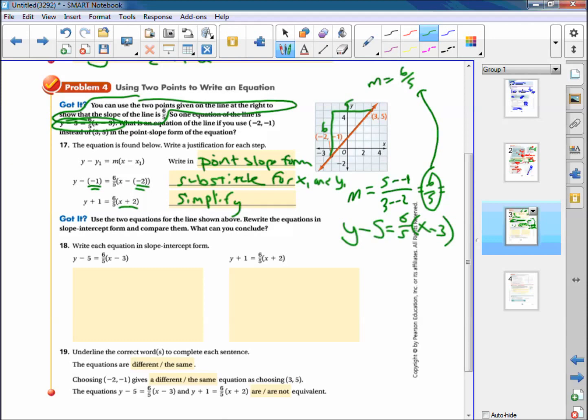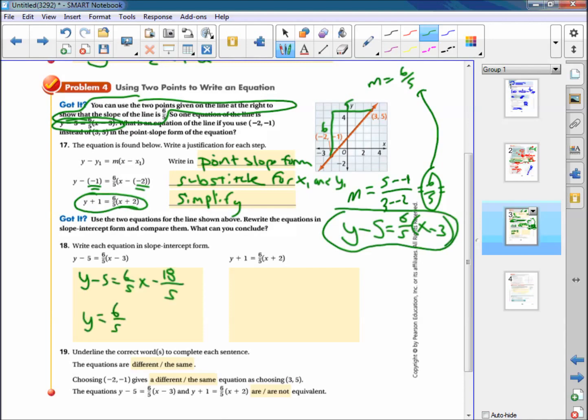All right, so number 18, we're asked to show that we wrote 2 different lines. We wrote y plus 1 equals 6/5 times x plus 2. And we wrote y minus 5 equals 6/5 x minus 3. And we want to show that they really are the same line. So what we're going to do is convert these into slope-intercept form to show that they work out to the same thing. So first we would multiply the 6/5 in. So that's 6/5 x minus 18/5. And then I'd subtract 5 from both sides.